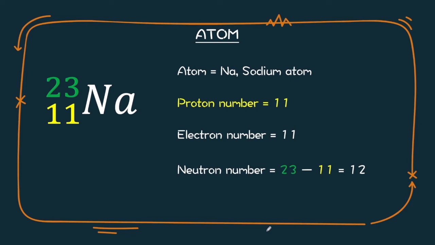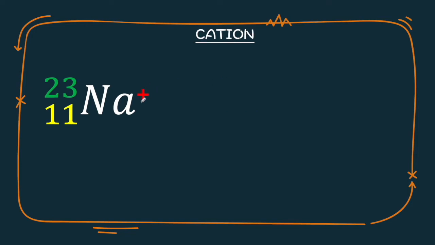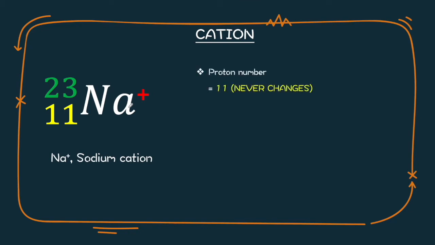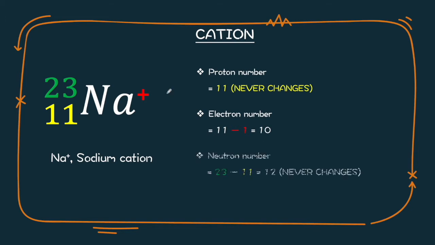Okay, the next one here. We have this Na again, but this time it comes with a plus charge. Remember, 1 plus means it loses 1 electron. The proton number for the Na+ cation is 11 because proton, remember, never changes. As for the electron number, because it loses 1 electron, I will use 11 minus 1, which means I only have 10 electrons for this Na+ ion. As for the neutron number, it is simply 23 minus 11 and I will get 12 neutrons. And remember, the proton and neutron numbers never change.